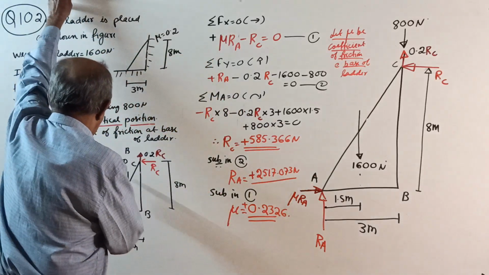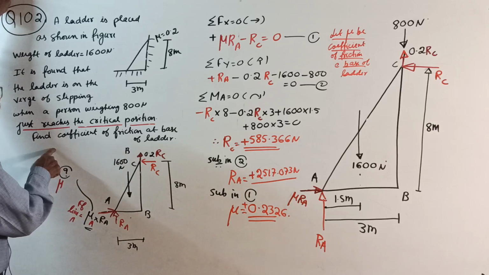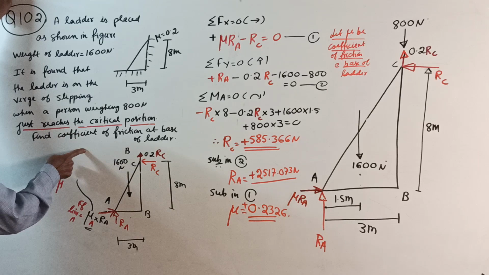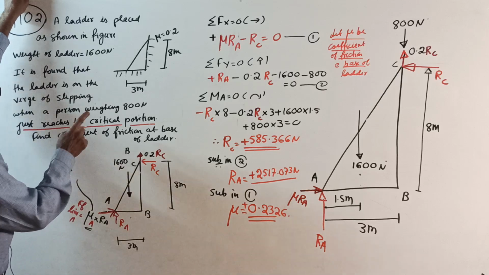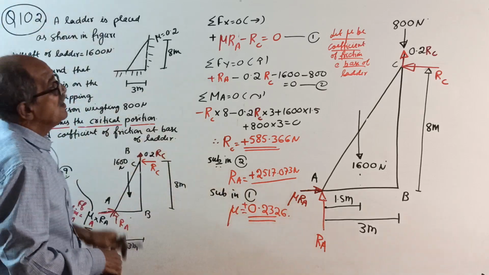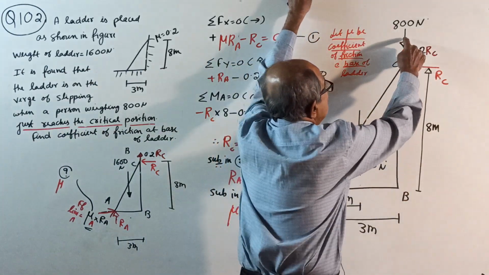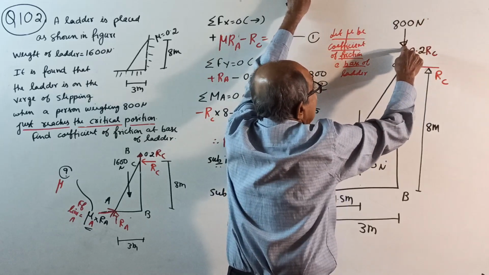Therefore, right here, write one statement. Critical position means the worst case is always when that person reaches the top of the ladder. Therefore, the weight of the person, how much is it? 800 Newton, you place exactly at the top. If you put an arrow mark there, it will come here.